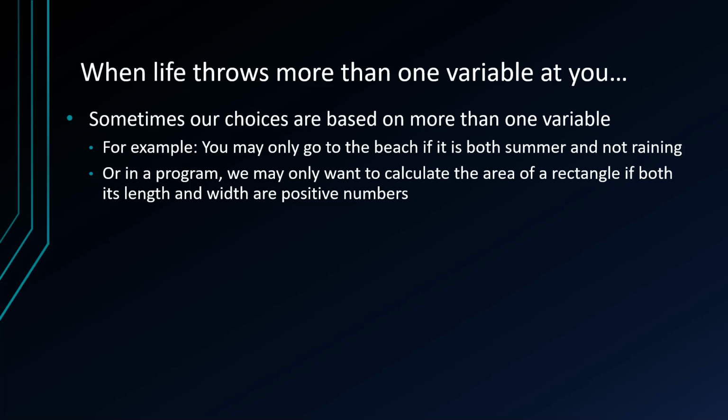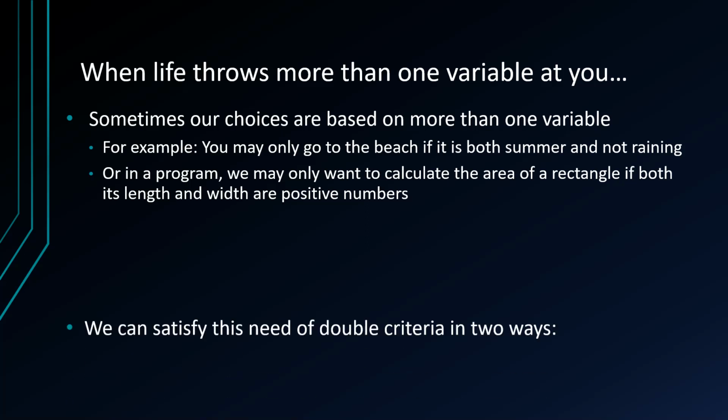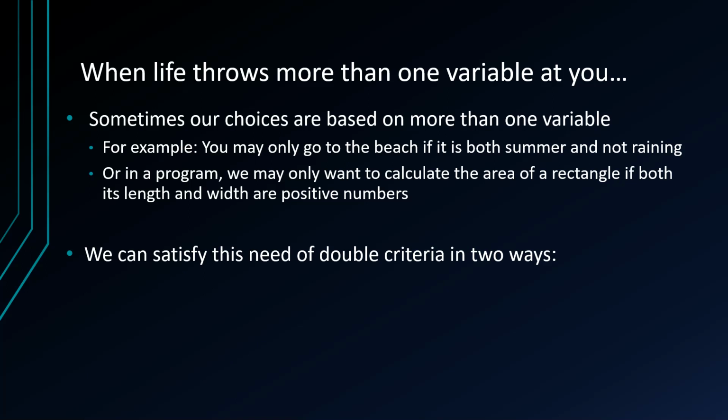So how can we implement these choices? Well, we can satisfy this idea of double criteria in two ways. The first way is something called nesting, and the second is something called compounding. You've probably heard both those terms before, but maybe not in the context of programming. Let's go to nesting first.